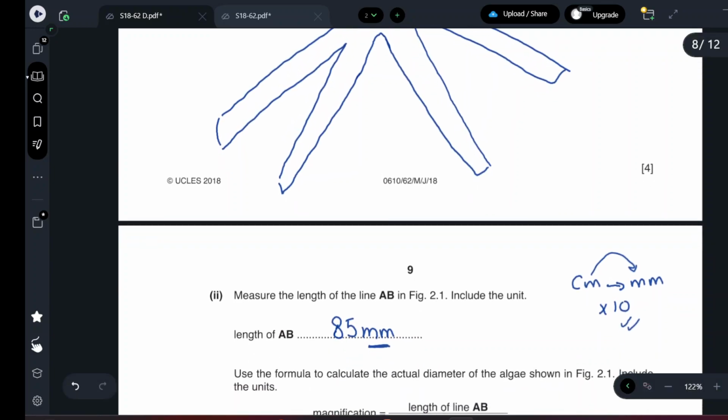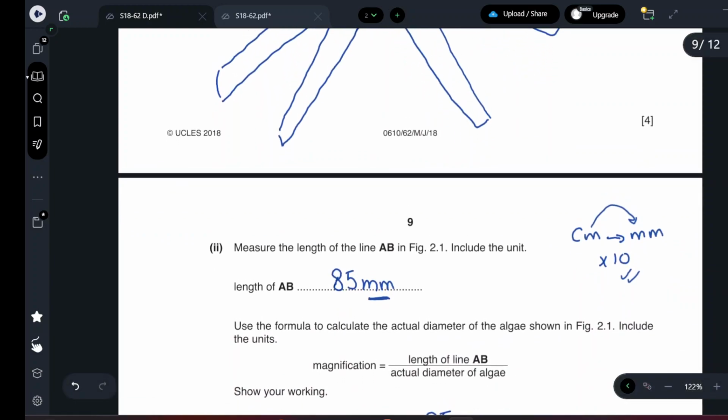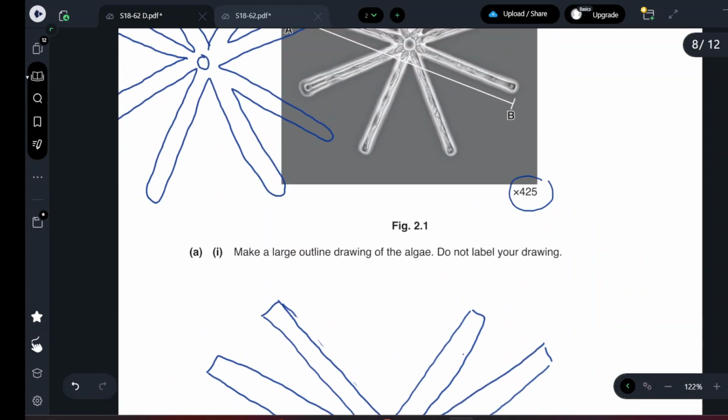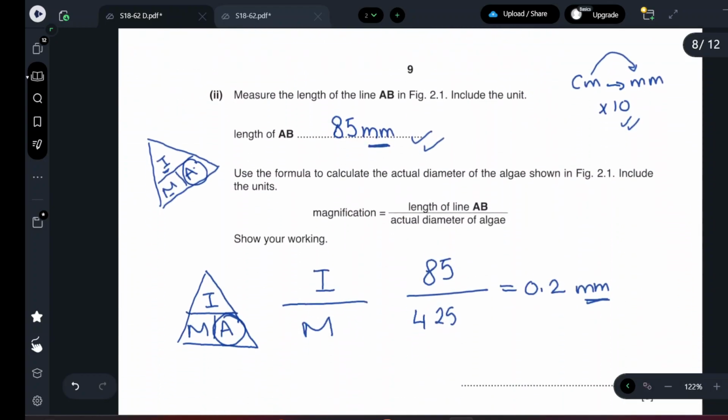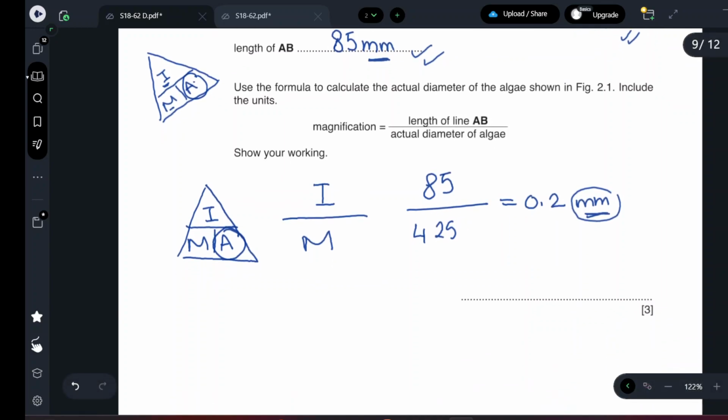Use the formula to calculate the actual diameter. Whenever I see a question about magnification, I put my triangle: magnification equals image over actual. If I want the actual diameter, then I will put image over magnification. The image is 85, the magnification is always under the picture, 425. So 85 over 425 will give me 0.2, and don't forget please to put the unit, 0.2 millimeters.